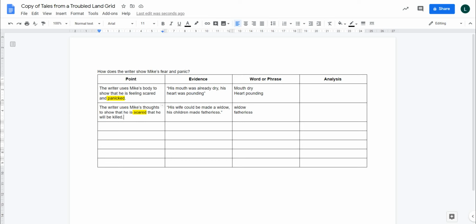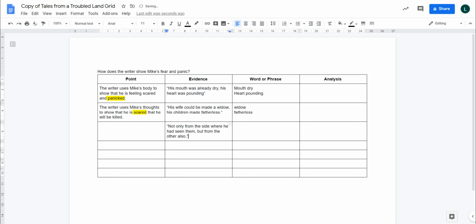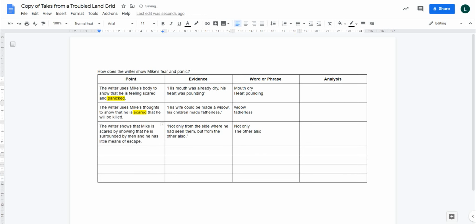One last example. My next piece of evidence is going to be, not only from the side where he had seen them, but from the other also. And this talks about when Mike is surrounded by the men. My keywords here, just pop those in. And then my point. So in this quotation I can see that Mike is surrounded by the men, and he knows that there's no route for escape. So I've put, the writer shows that Mike is scared by showing that he's surrounded by men and he has little means of escape. And there is my word, my synonym, scared.